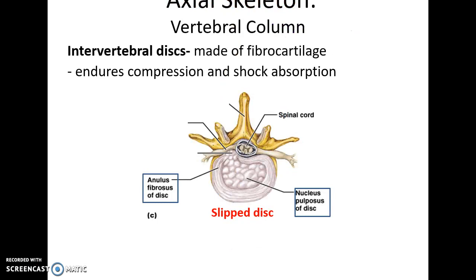There are also intervertebral discs between each vertebra and between the last vertebra and the sacrum. These intervertebral discs are made of fibrocartilage, and their function is to help endure compression and absorb shock, and allow for some of that flexibility in the vertebral column for some slight movement.